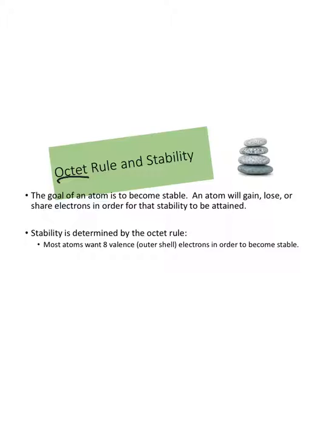So that's why it says the goal of an atom is to become stable. So it will lose, gain, or bond with other elements to get to 8 valence electrons. They might have to lose a couple to have a full outer energy level, or they might have to gain a couple to attain a full outer energy level. But either way, they're trying to get to 8 so that they can be stable and happy and complete. Anyway, that's about it for that.